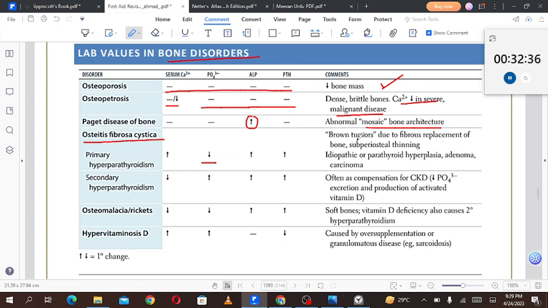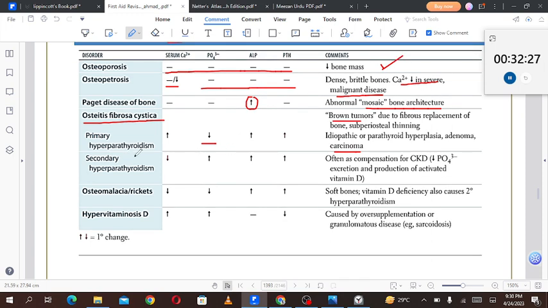Comments: brown tumors of bone due to fibrous replacement of the bone, subperiosteal thinning; idiopathic, or parathyroid hyperplasia, adenoma and carcinoma. Secondary hyperparathyroidism: serum calcium will be low. Most of the time the lowered serum calcium is the stimulus for the release of parathyroid hormone. So hyperparathyroidism is secondary to the low serum calcium levels. The phosphate level is elevated. Alkaline phosphatase and parathyroid hormone levels are also elevated. Comments: often as compensation for CKD, with decreased phosphate excretion and decreased production of activated vitamin D.